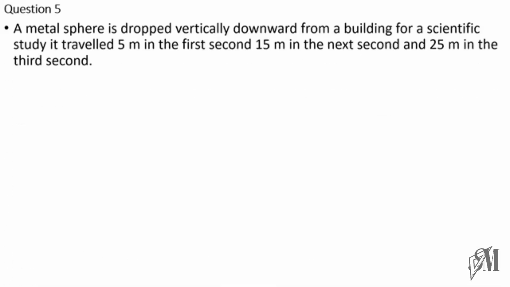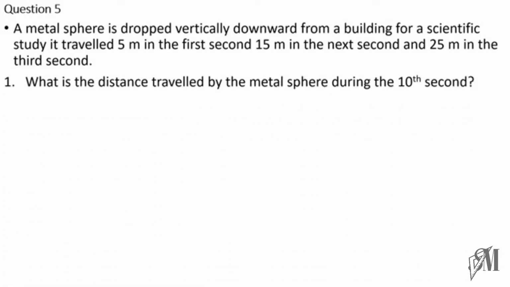The next part of the question, number 5. A metal sphere is dropped vertically downward from a building for a scientific study. It travelled 5 meters in the first second, 15 meters in the next second and 25 meters in the third second. So the first part of the question is, what is the distance travelled by the metal sphere during the 10th second? Now first of all you have to identify the progression: 5, 15 and 25.